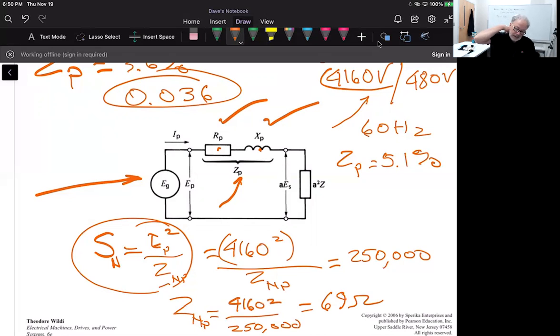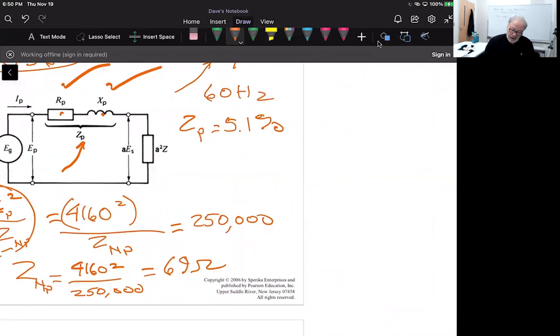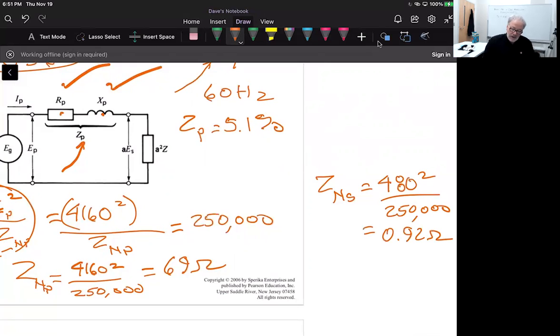Okay. Base impedance on the secondary side. Similar calculation. We use the Z and S. The voltage on the secondary side is 480 volts. We square that. The total apparent power is 250,000. And this number comes out to be 0.092 ohms.